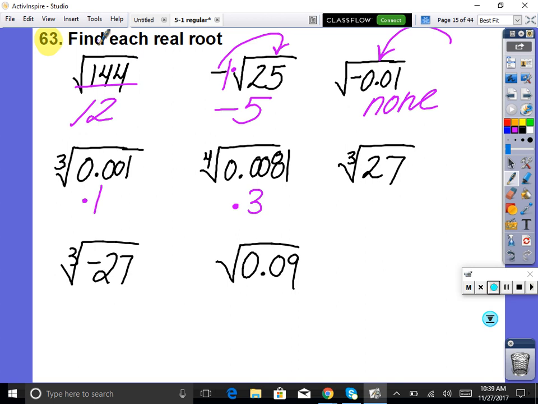Well, because of the instructions, we're only going with the primary root. Cube root of 27 is 3. Well, what's the cube root of negative 27? Negative 3. Odd roots can completely and 100% have negatives, because by definition, negative 3 to the third is negative 27. Don't get those backwards, okay? And then the square root of 0.09 would be 0.3. Any questions on that?